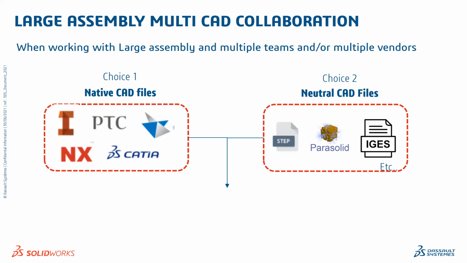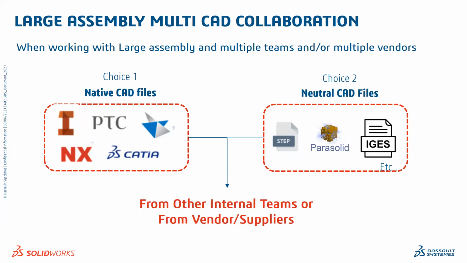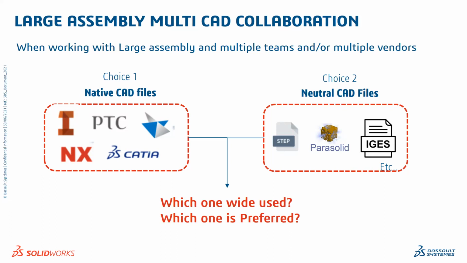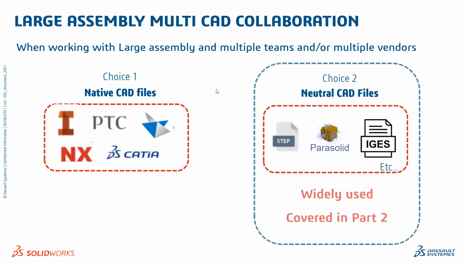And one more choice is to get the STEP files. That means neutral files, or Parasolid, IGES, or any other neutral CAD files. It may be either from vendors or internal teams, maybe anywhere. So out of these two choices, which one is widely used? Whether choice 1 or choice 2, and which one is preferred? We are going to answer these questions in the coming slides.